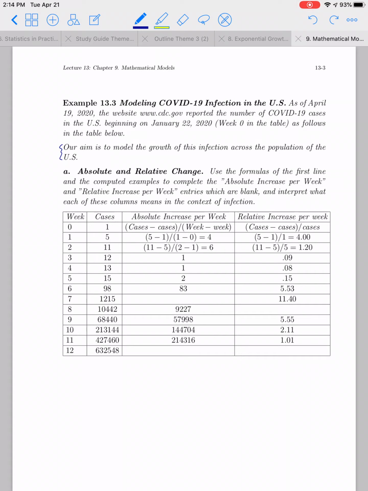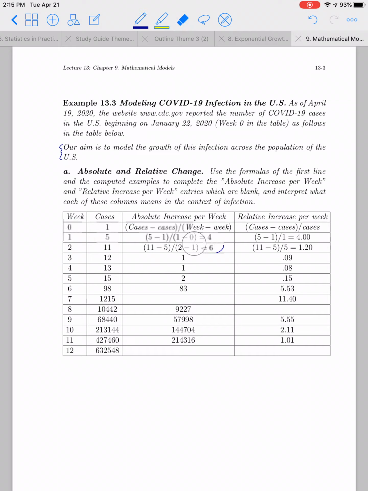The first thing we want to think about is the absolute change in infections, from week to week. Remember that this is the average absolute change over the course of the week: number of cases in week 1 minus the number of cases in week 0, that's this value, divided by however long has gone by, that's week 1 minus week 0, so 1 week has gone by. So that's 4 cases per week, 6 cases per week in this case.